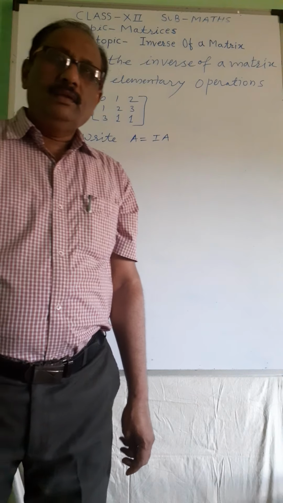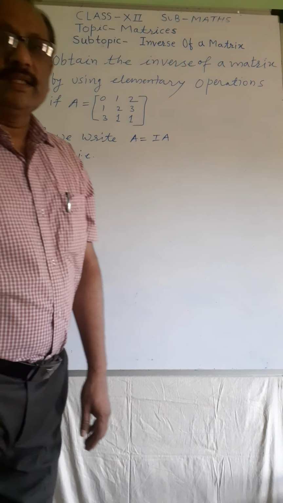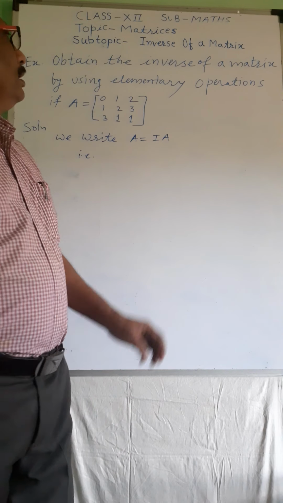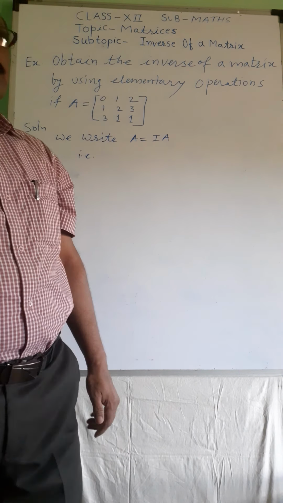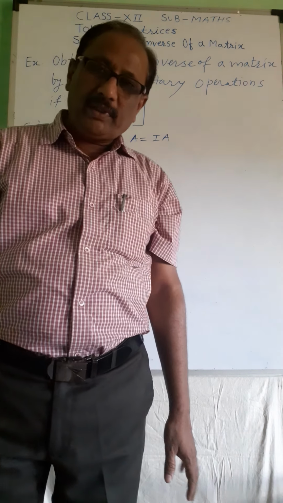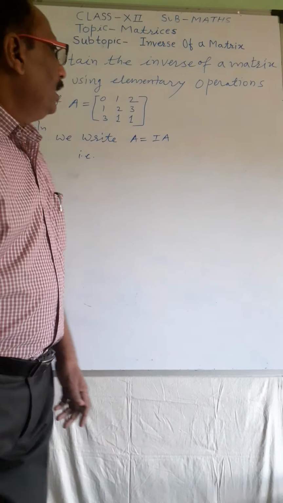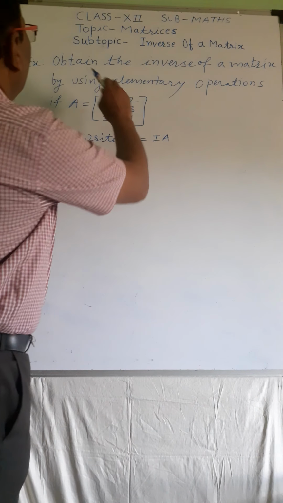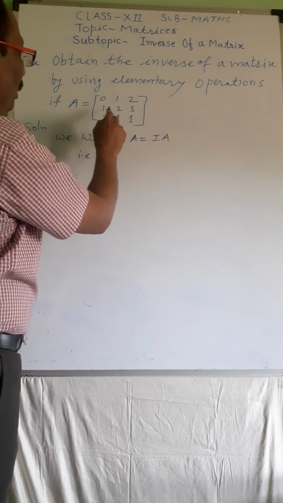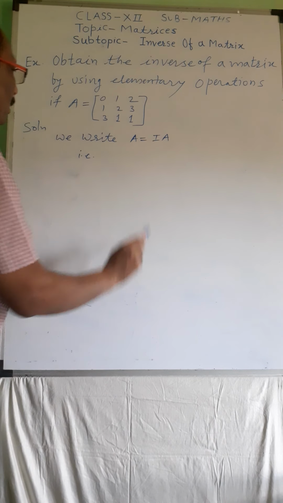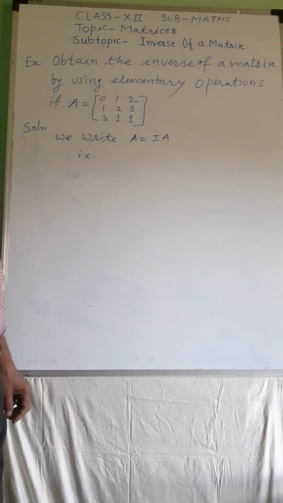We now take one important example on this topic to find the inverse of a matrix by doing elementary operations. We can do row operations as well as column operations. Here we take the matrix A as 0, 1, 2, 1, 2, 3, 3, 1, 1. We are using row operations first.